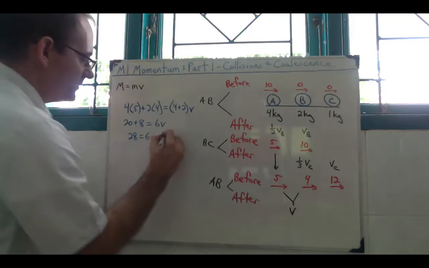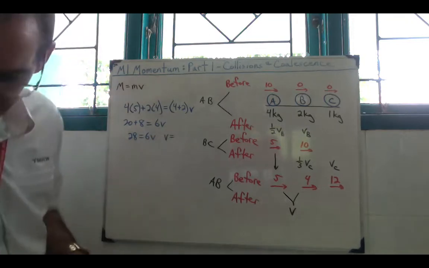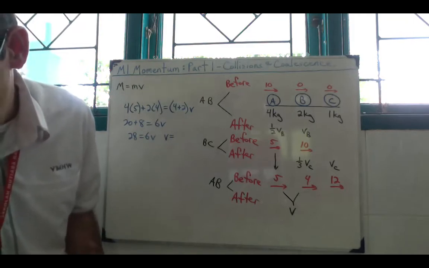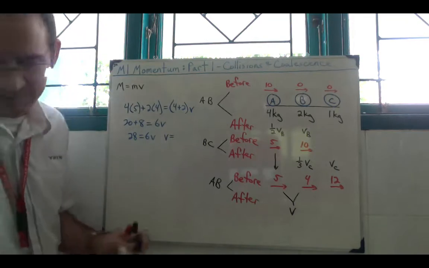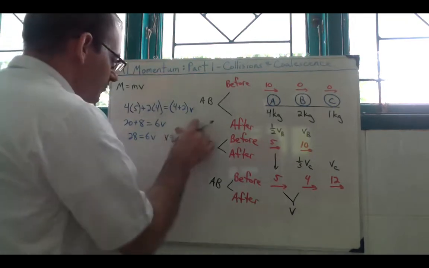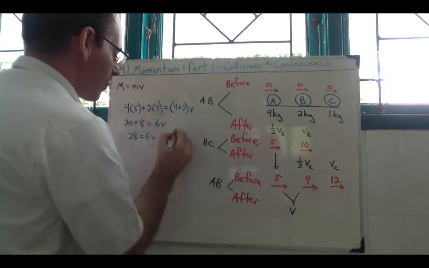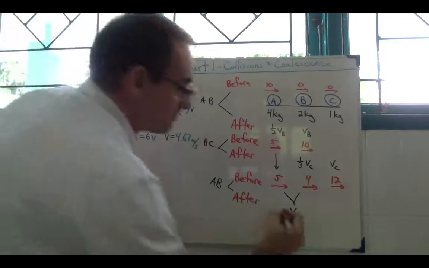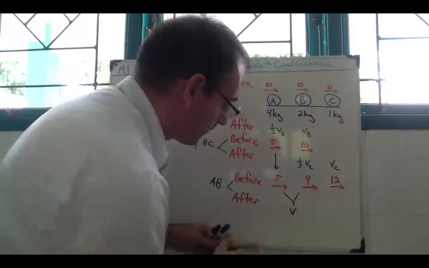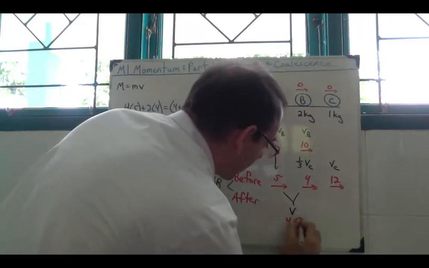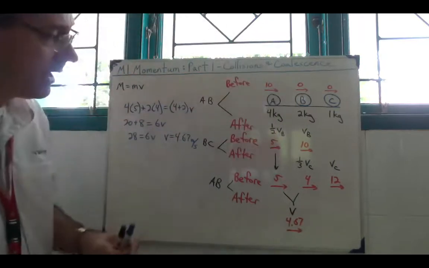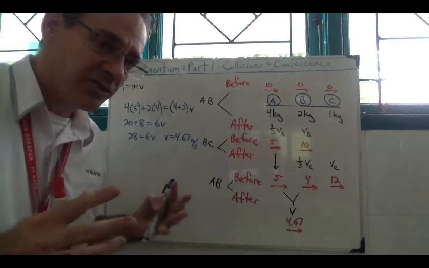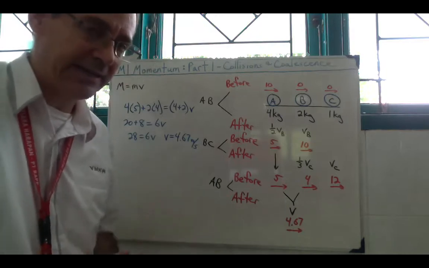And our velocity after the collision now comes out to be 4.67 meters per second. Okay. So now we have all of our velocities on here. Now the question says, what is the total loss of kinetic energy?